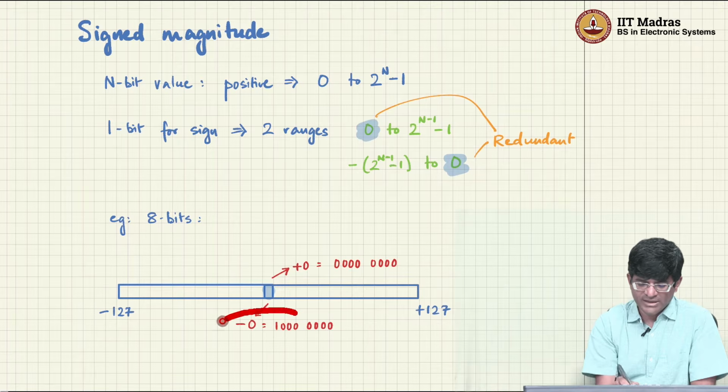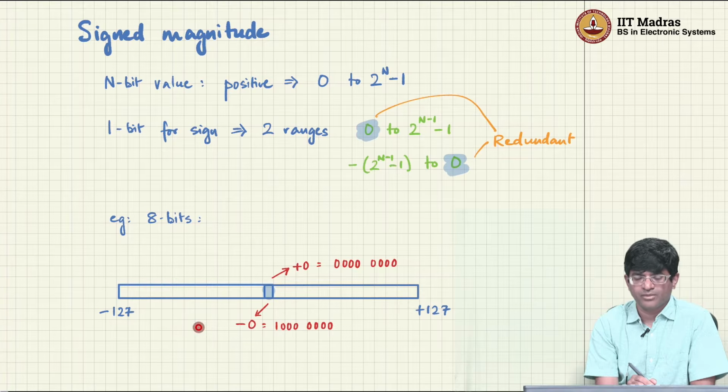The problem is, look at this number out here. All of the value bits are 0, but there is a 1 in the sign place. So effectively what it's representing is a minus 0. Minus 0 is the same as 0. So effectively I have two representations for this particular number, and I can go up to minus 127. So that part of it is okay. I end up with a redundant representation for 0.